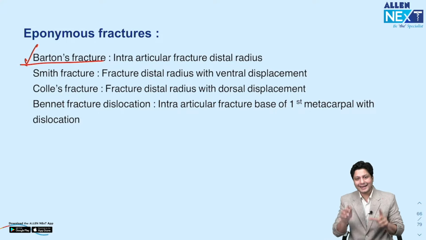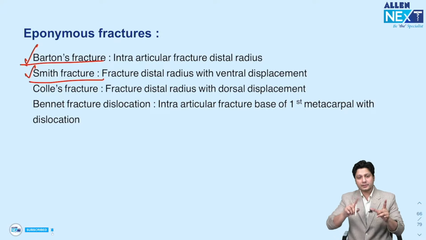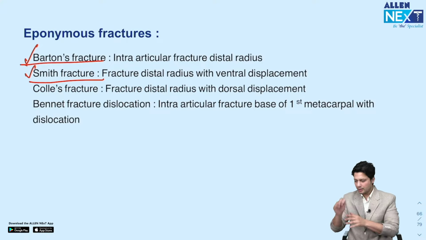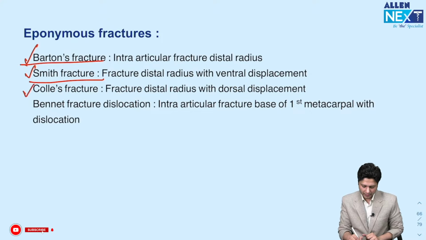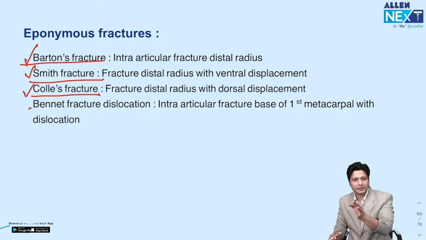Barton's fracture. It is an intra-articular fracture of the distal end of the radius. Simple. Smith fracture is exactly opposite to Colles, because in Colles there is a dorsal displacement of the distal radius. Here in case of Smith, there is a ventral displacement of the distal radius. All right, Colles fracture, you already know about. Yes, Bennett fracture is important.